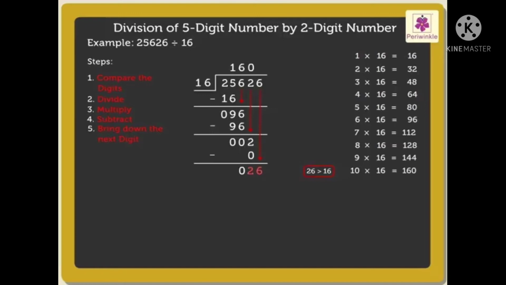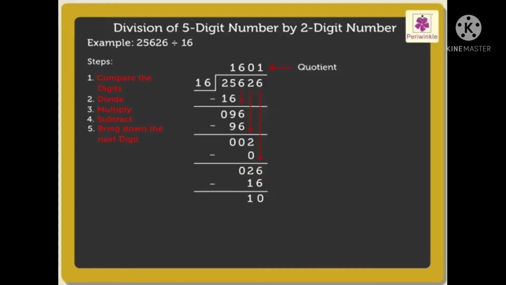So we can divide 26 by 16. The nearest product is 16. So we write 1 in the quotient above the 6. Now subtract 16 from 26, which is equal to 10. Here the quotient is 1601 and the remainder is 10.